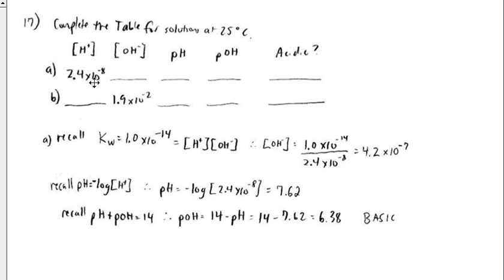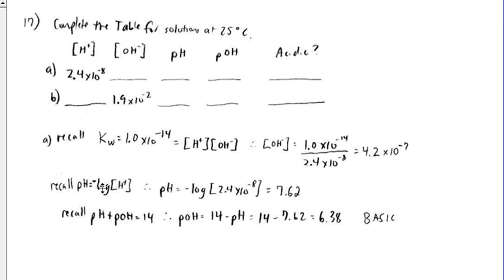If we're given the hydrogen ion concentration, we can use the fact that the equilibrium constant for water, Kw, at 25 degrees Celsius is 1.0 times 10 to the negative 14th, and that's equal to the concentration of the hydrogen ion multiplied by the concentration of the hydroxide ion. So we can rearrange that and substitute in: we know the concentration of the hydrogen ion is 2.4 times 10 to the negative 8th, and we know that Kw is 1 times 10 to the negative 14th, so we can solve for hydroxide ion concentration as 4.2 times 10 to the negative 7th molar.